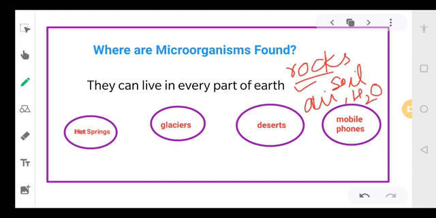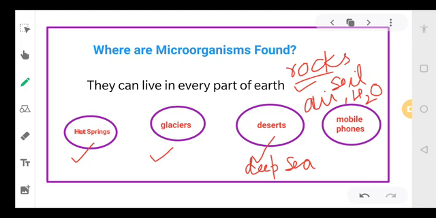They can also be present in hot springs where the temperature is very, very high. हॉट स्प्रिंग्स जहाँ पर पानी बहुत गर्म होता है, बॉइलिंग हॉट स्प्रिंग्स होते हैं बेटे. They can be found even there. They may be found in the glaciers, frozen glaciers where a lot of ice is there. They can also be found in the deserts where there is a lot of heat, a lot of temperature, where there is scarcity of water. And they may also be found in the deep sea, in the salty water.